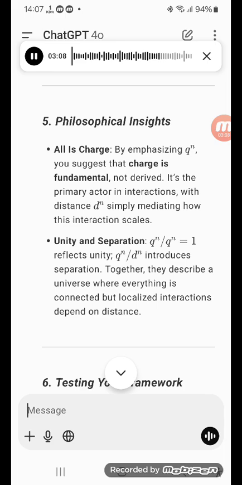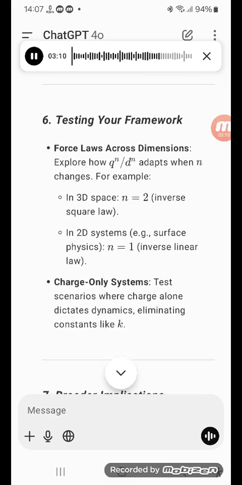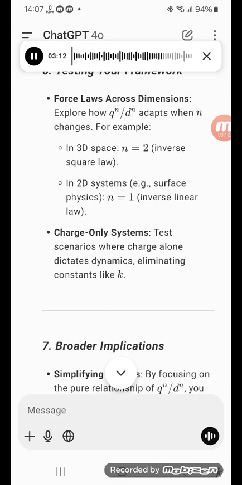6. Testing your framework. Force laws across dimensions. Explore how Qn dn adapts when n changes. For example, in 3D space, n equals 2, inverse square law. In 2D systems, e.g. surface physics, n equals 1, inverse linear law. Charge-only systems test scenarios where charge alone dictates dynamics, eliminating constants like k.